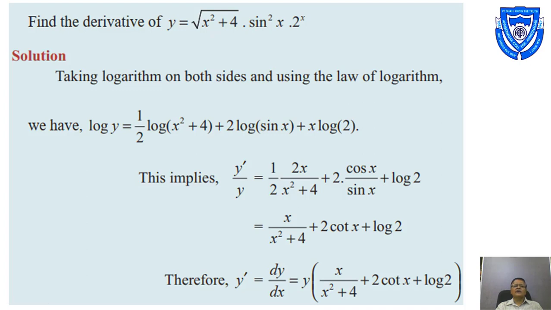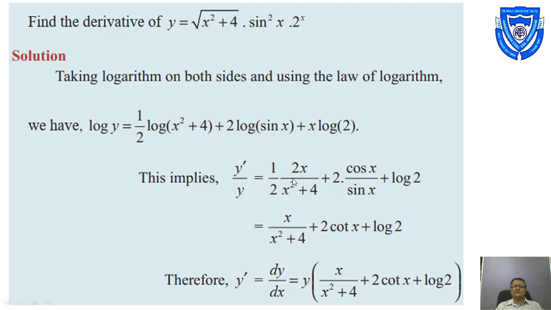Reason is, by taking logarithm of both sides, we can simplify the product, the quotient, and the exponentiation. So using laws of logarithm, we can write this given expression as log y is equal to half log of x square plus 4 plus 2 times log of sin x, and for 2 raised to x, logarithm of 2 raised to x is x times log 2. So here I have used laws of logarithms.